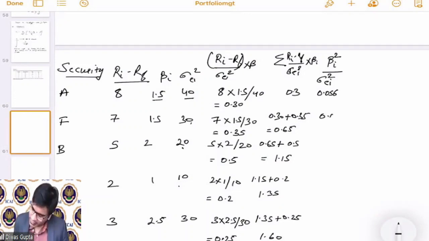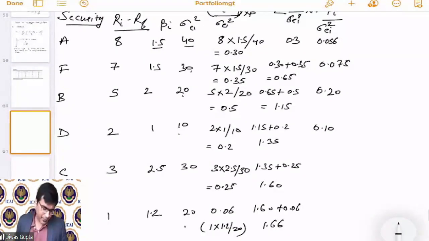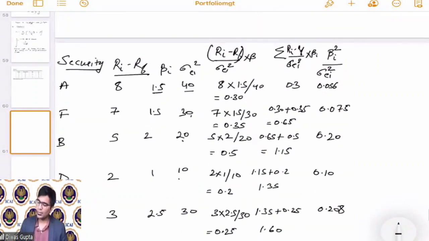Then 0.075, 0.20. For D it is 0.10. Then C is 0.208, and last one it is 0.072. So this is nothing but, for the respective security, we have taken beta square divided by the standard deviation, the unsystematic risk variance. And then again in the last column we have to take the summation of beta i square divided by standard deviation of ei square.